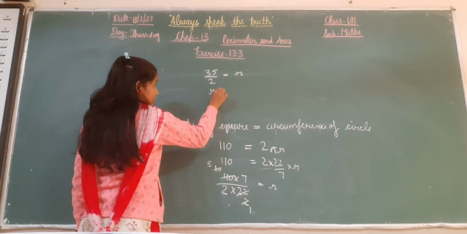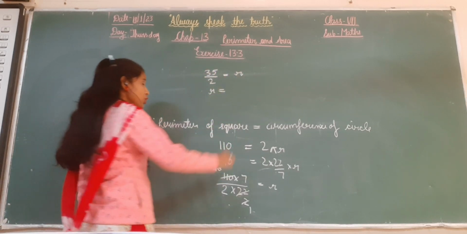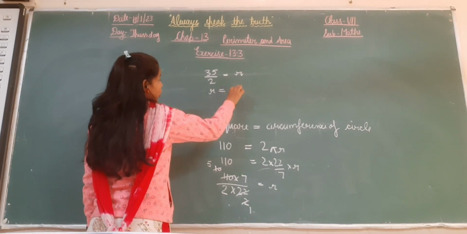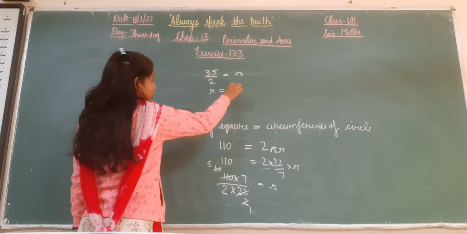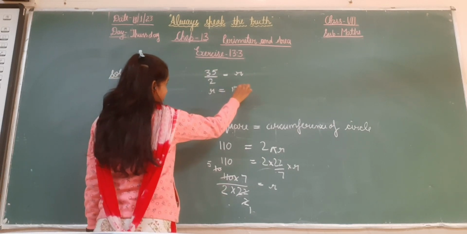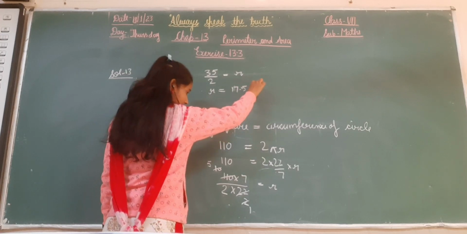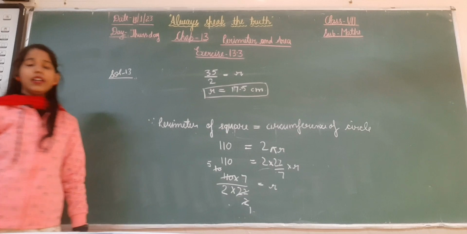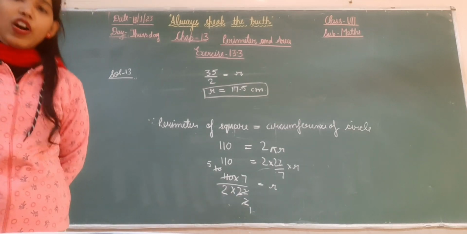So we can say radius is equal to 35 by 2. How much will half be? 2 1s are 2, 2 7s are 14, 2 5s are 10, 17.5 centimeter. So this is the radius. This is the radius. So now we have found the radius.